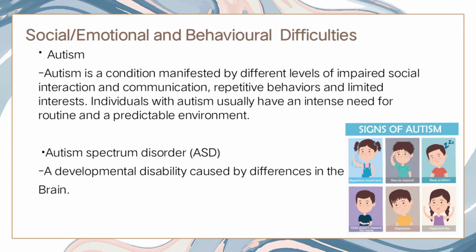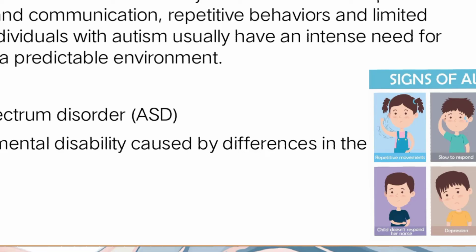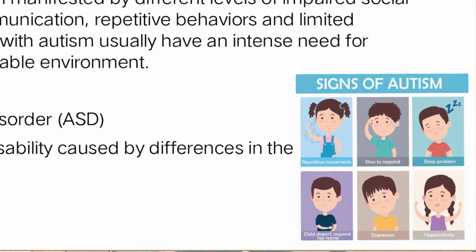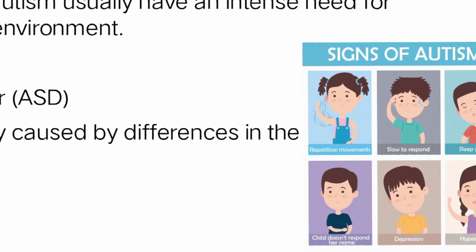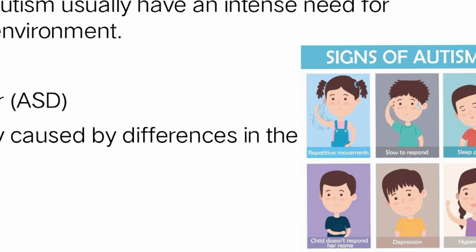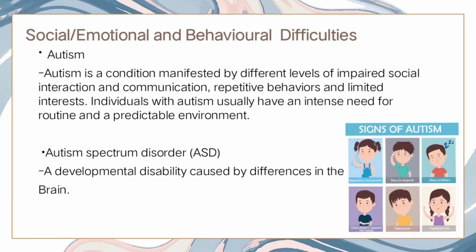As you can see in the picture, these are the signs of people who have autism. They are repetitive movements, slow to respond, sleep problems, the child doesn't respond to her name, depression, and hyperactivity. So these are the signs of autism.